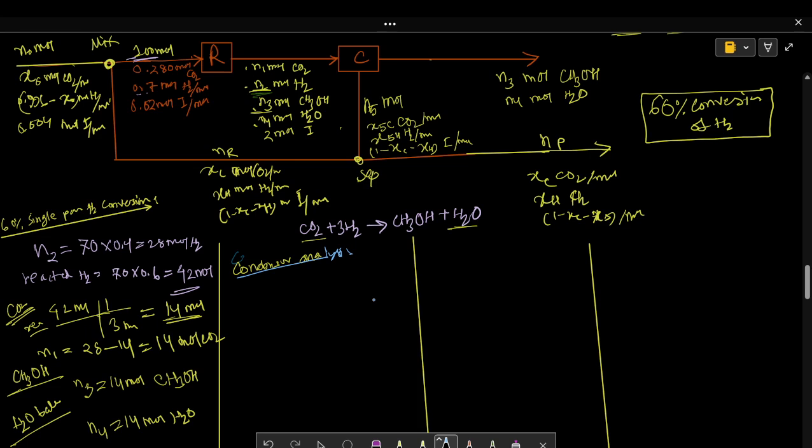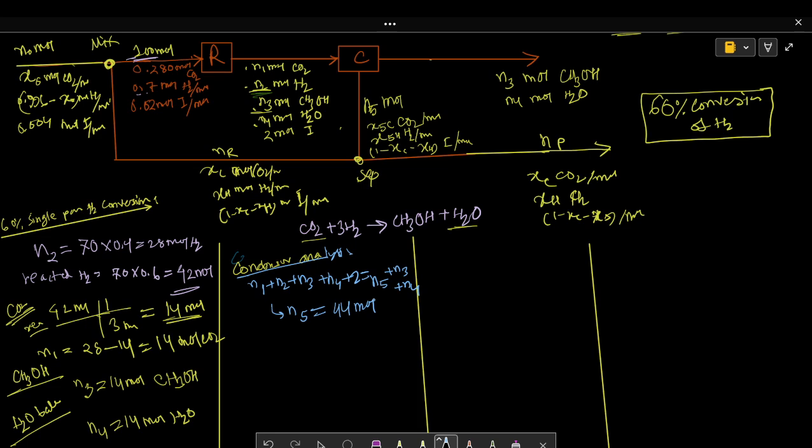We can easily write the total mole balance, that means N1 plus N2 plus N3 plus N4 plus 2 is equal to N5 plus N3 plus N4. So you already know N1, N2, N3, and N4, and by this you can easily calculate N5. N5 will be 44 moles, which is the outlet from the condenser and is recycled to the process.